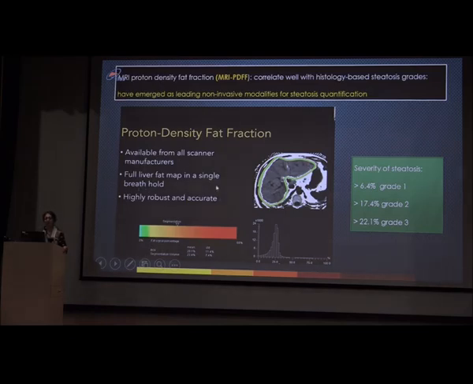It's highly robust and accurate as a marker of steatosis, with very good histological correlation. So when do we say that the liver is fatty? How much can imaging pick up? What is the baseline where you say that this much percent fat and above is going to be picked up by imaging?